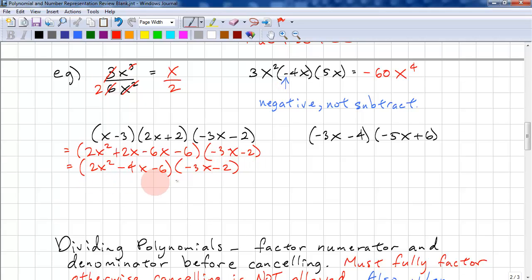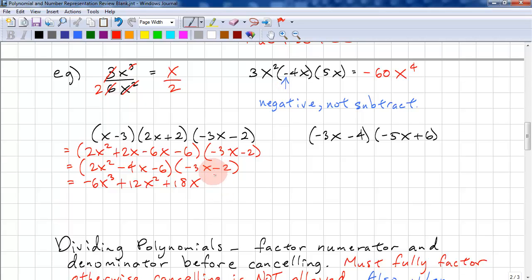Now we have a trinomial times a binomial. That's 3 terms times 2 terms. So we'll end up with 6 terms. So we have this multiplied by the trinomial. So minus 6x cubed, minus 3 times minus 4, that's positive 12x squared, minus 3 times minus 6, that's positive 18x.